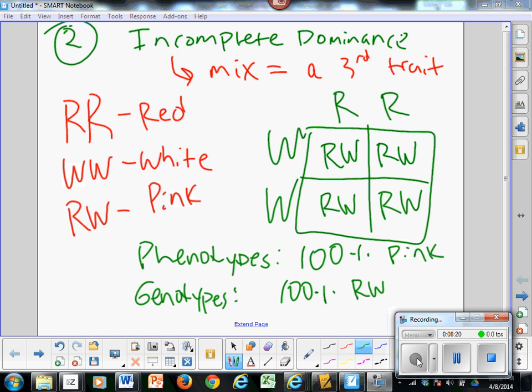So how do you write that if you're using the numbers? 4 to 0 and 4 to 0. If you wanted to use the actual comparison, it would be 4 to 0 and 4 to 0. This is incomplete dominance.